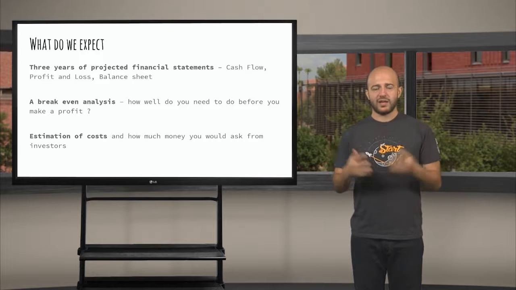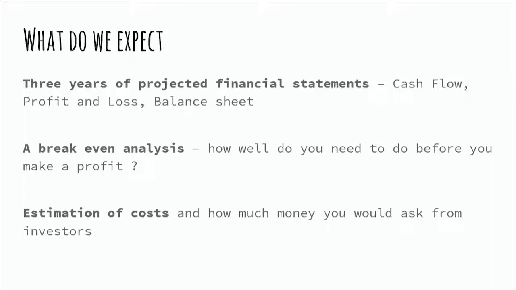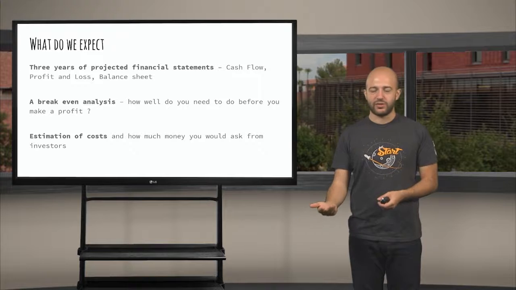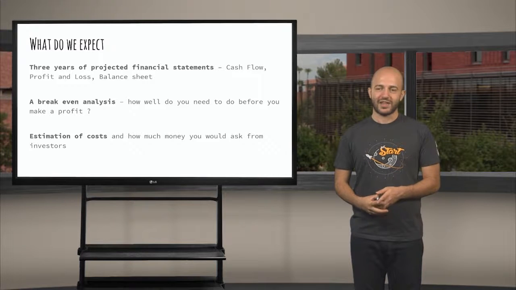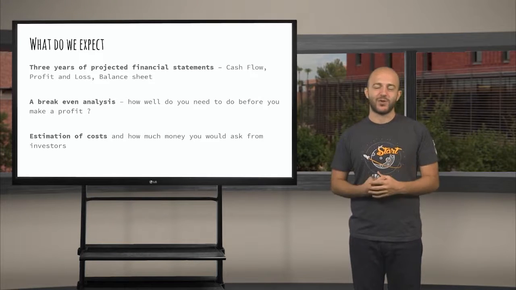What we expect is usually 3 years in financial projections, break-even analysis, as we said, and the estimation of cost, which is basically how much money you would ask for from the investors. Take into account that if you think you need $1 million, add a safety factor in there, a multiplier. If you need $1 million over the next 12 months, there are going to be other expenses that pop up. Your product's not going to hit the sales goals that you thought it would. So always be safe in terms of those projections.